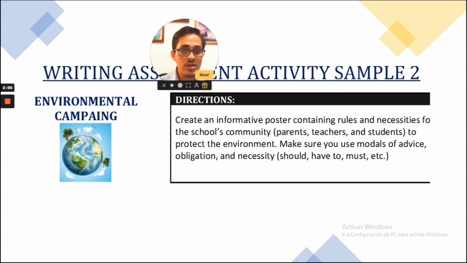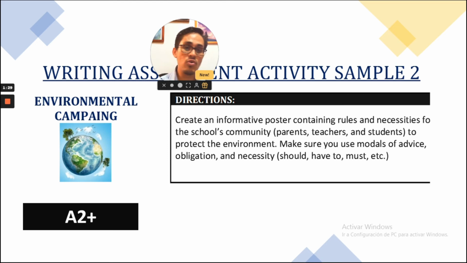If we look at the second example, writing an assessment activity about the environmental campaign, a student has to create an informative poster containing rules and necessities to the school's community, parents, teachers, and students to protect the environment. Make sure you use modals of advice, obligation, and necessity. If you see, in this case, we could be even more specific, and we should break down the instructions into separate steps. And that's one of the things you should have noticed when you were comparing the 2 activities.